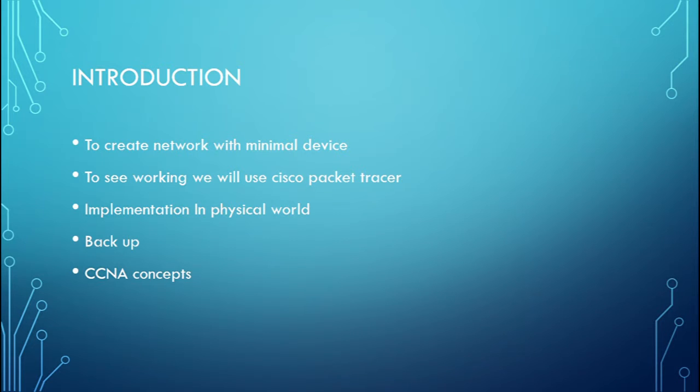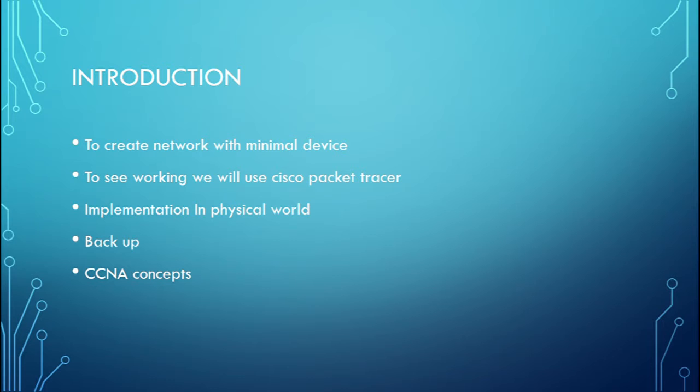Before implementing this network in the real world, we will check its working on Cisco Packet Tracer, where we can easily see the working of the network. After the successful implementation on Cisco Packet Tracer, we can implement it in the physical world. Whatever we have done in Cisco Packet Tracer can be easily installed in the physical world.